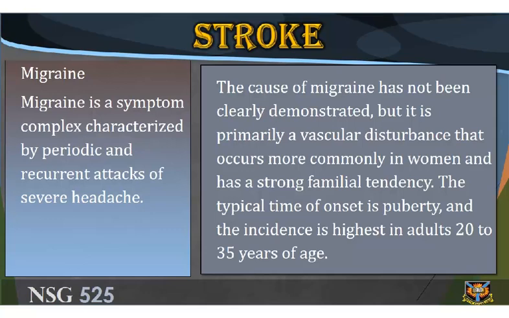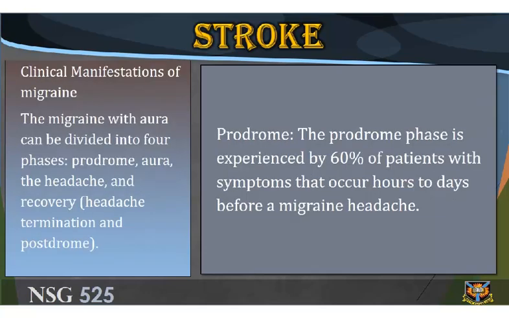Clinical manifestations of migraine. Migraine with aura can be divided into 4 phases: prodrome, aura, headache and termination, and postdrome. Prodrome. The prodrome phase is experienced by 60% of patients, with symptoms that occur hours to days before a migraine headache. Symptoms include depression, irritability, feeling cold, food cravings, anorexia, change in activity level, increased urination, diarrhea, or constipation. Patients usually experience the same prodrome with each migraine headache.